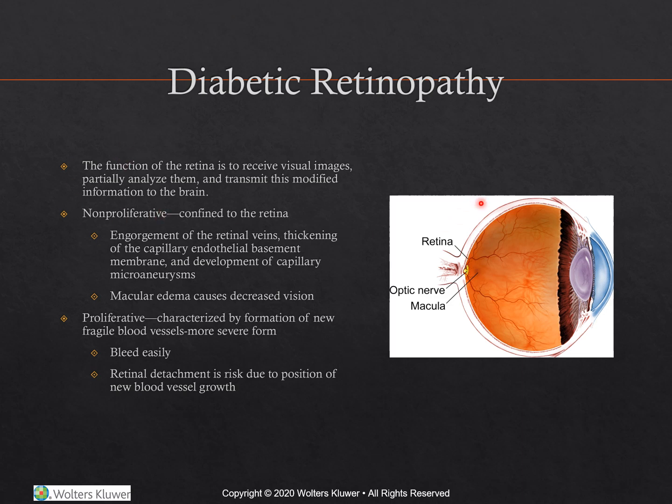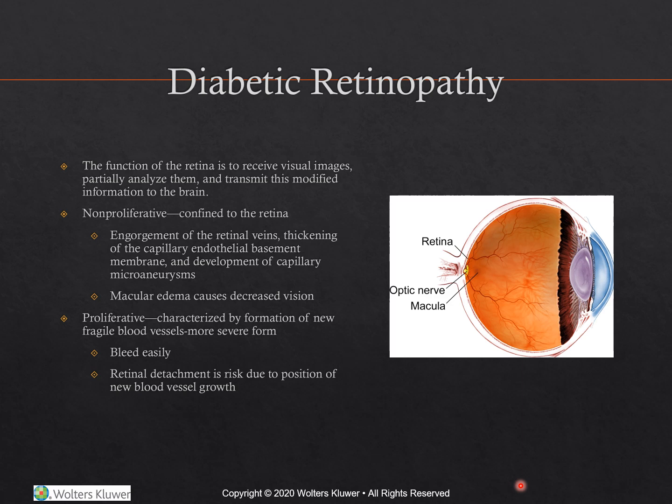The function of the retina normally is to receive visual images, partially analyze them, and then transmit those images to be modified within the brain themselves. So there are two types of diabetic retinopathy: non-proliferative and proliferative. Non-proliferative is really confined to the retina itself. We see this overall engorgement or increase in blood supply within the retinal veins. We see thickening of the capillary endothelial basement membranes within the retina, and maybe development of small capillary microaneurysms.